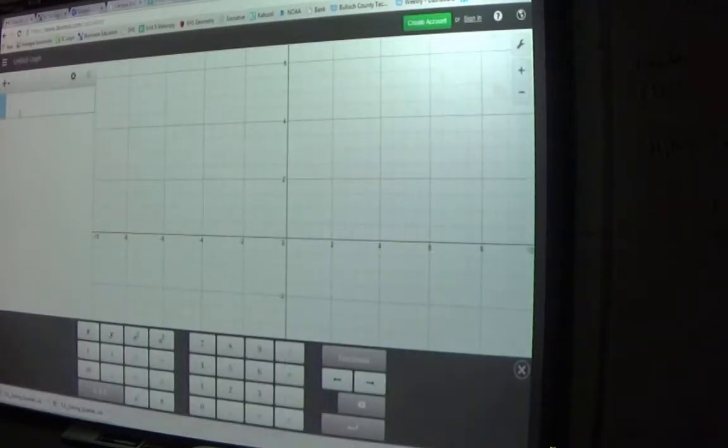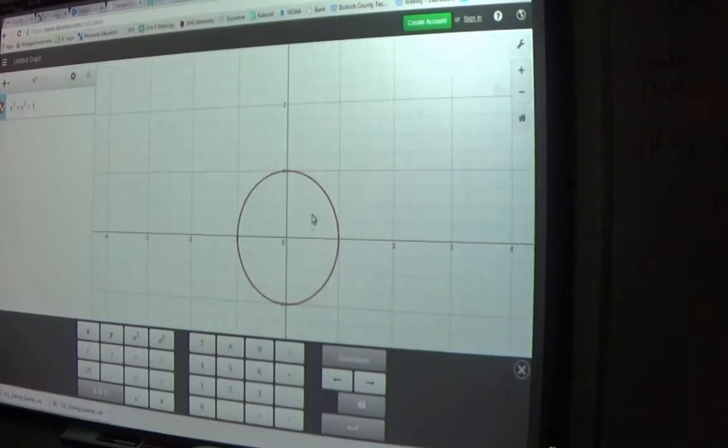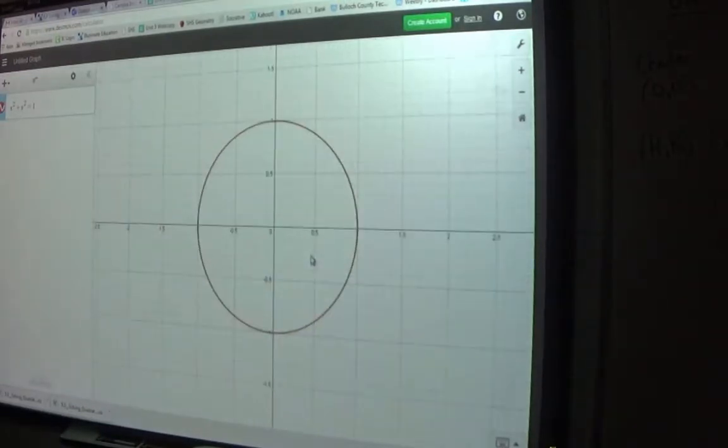The most basic example, if this will load, there we go. Alright, so x squared plus y squared is equal to 1. Here is the most basic example that I can think of. Where's the center of the circle? 0, 0. Well, it's at 0, 0 right here. What is the radius of the circle? 1. It's 1 because r squared, right?